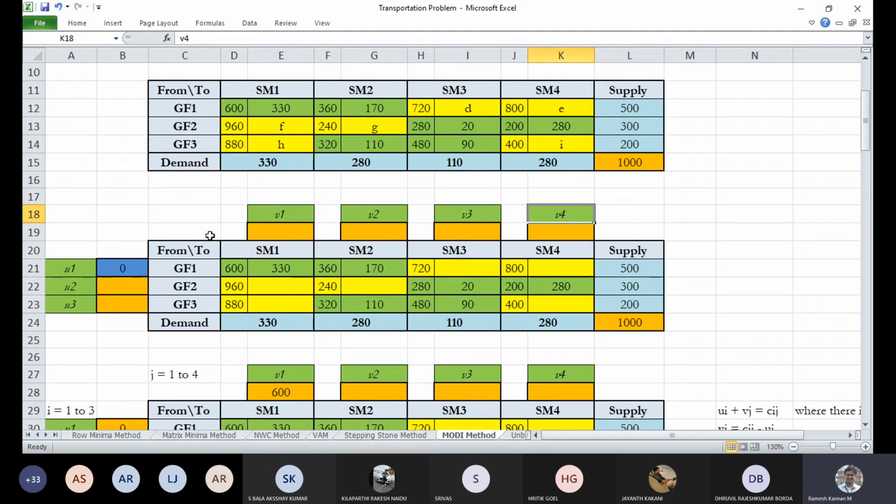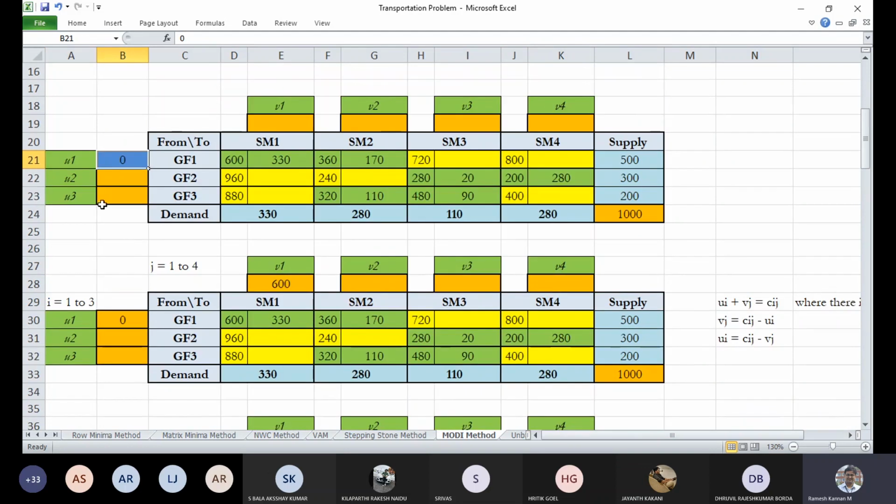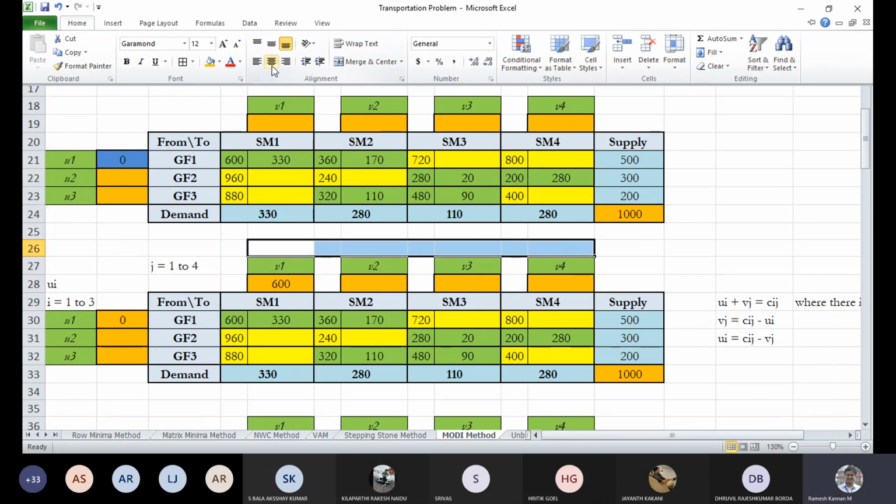And then the first and most important step in this is we will put u1 equals 0. Before that, u is for the rows, the number of supply sources, say i ranges from 1, 2, 3. So this is ui. You can call this ui. And this entire chunk is called vj.